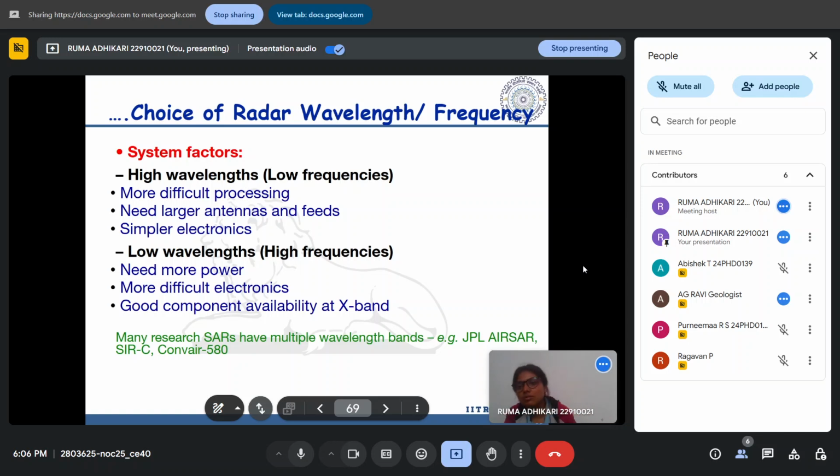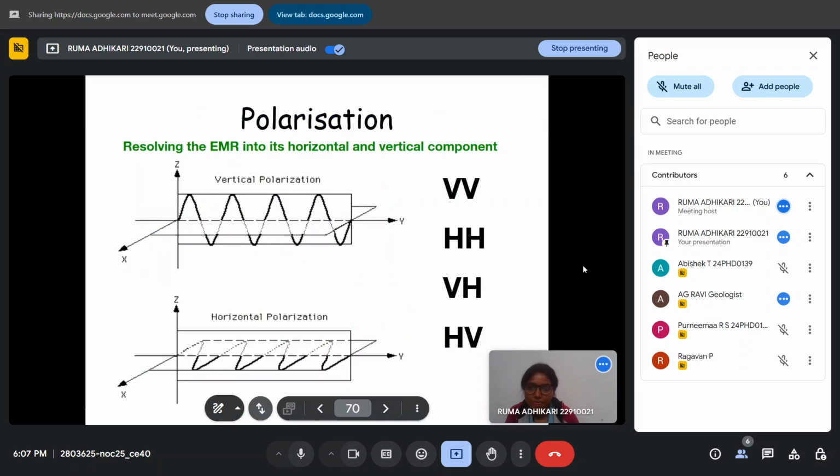So this is the choice of radar wavelength. High wavelength is more difficult in processing and needs larger antennas, but has simple electronics. Low wavelength needs more power and has more difficult electronics. Now comes the polarization or bands.